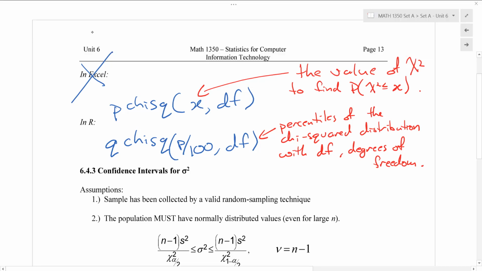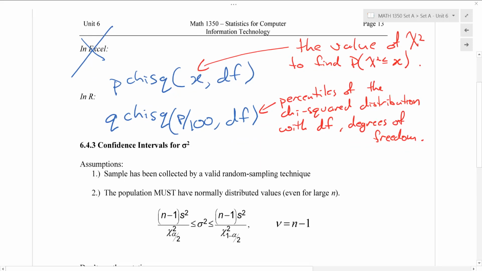Okay, now that we have the ability to compute these with these R functions, let's go ahead and think about constructing a confidence interval for sigma squared, the variance.